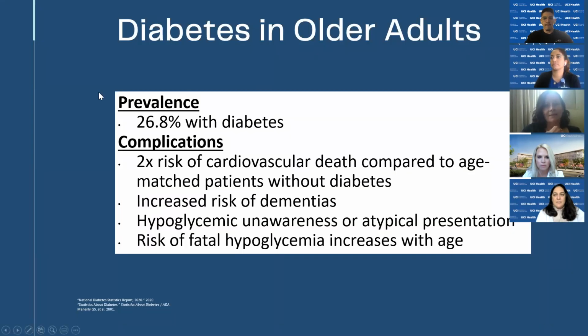Obviously, diabetes is a very common problem in older patients. A third of our patients have diabetes, if not more, actually. Complications from diabetes increase cardiovascular death and increase the risk of dementias, and a lot of our patients, because they're demented, have hypoglycemic unawareness, and they may have slightly atypical presentation. And so it's really important to manage this disease state differently than you might in a younger adult.